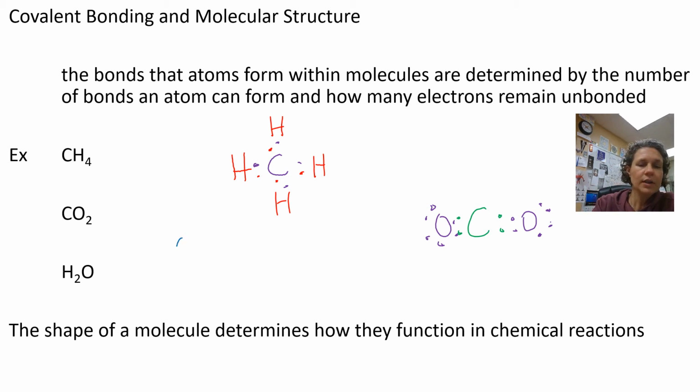Water: the O is what we start with, because it's got the most valence electrons, and then each H would go on these sides, and it has what they call an angular shape, or a bent shape. And again, we'll do more with all of those different shapes when you're in chemistry in a couple of years, but those shapes determine how they function with other chemicals and in chemical reactions.